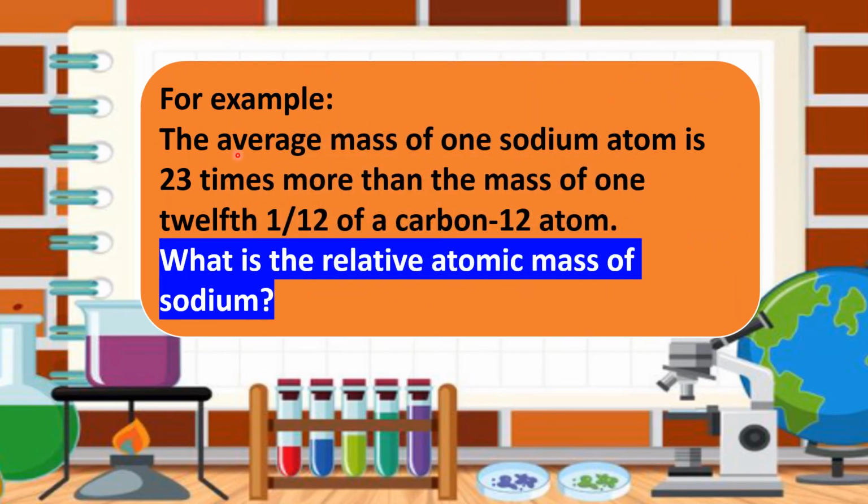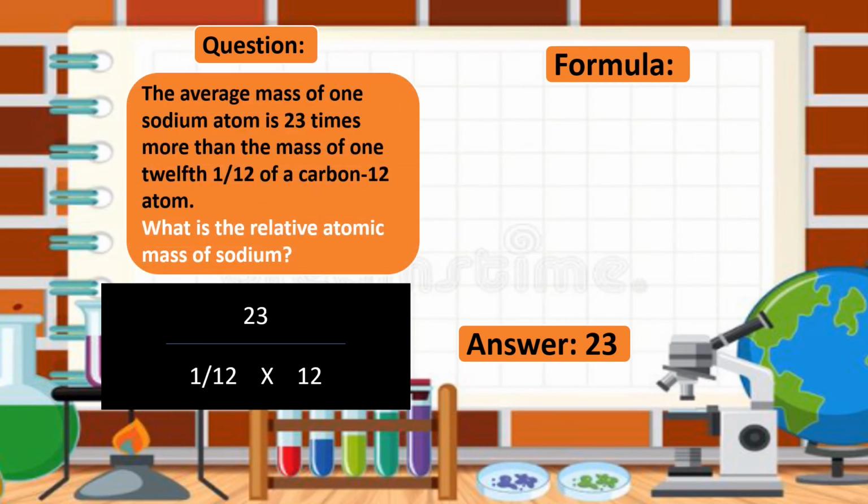For example, the average mass of one sodium atom is 23 times more than the mass of 1/12 of a carbon atom. So what is the relative atomic mass of sodium? How are we going to do this? As you can see on your periodic table, the average mass of sodium is 23. Let me read the question first. The average mass of one sodium atom is 23 times more than the mass of 1/12 of a carbon-12 atom. What is the relative atomic mass of sodium?